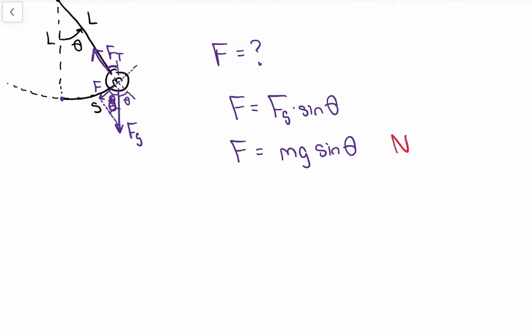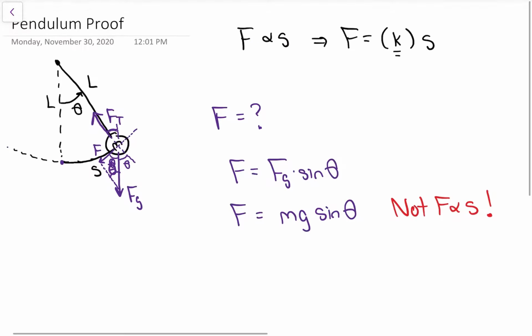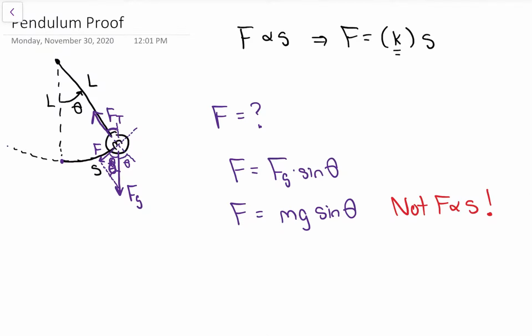This is a disaster. This is not F proportional to s. If anything, I've gone the wrong way. I've disproven our point. I was hoping to show that F was proportional to s, but I've shown that F is proportional to the sine of theta. So far, the simple pendulum is not simple harmonic motion.